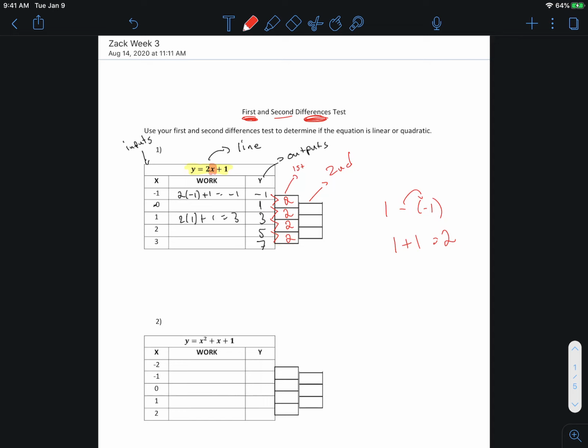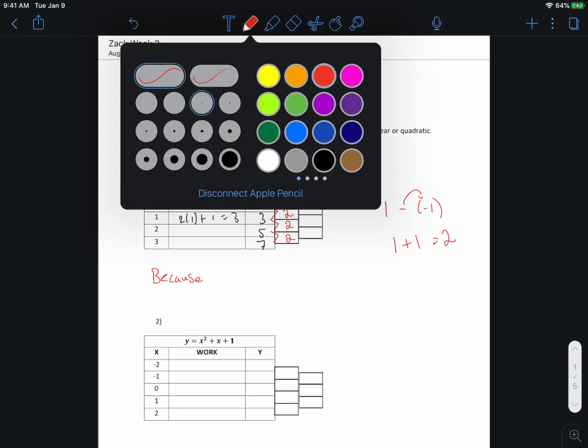So this is important, because what we'll write down here is, these were the first differences, right?